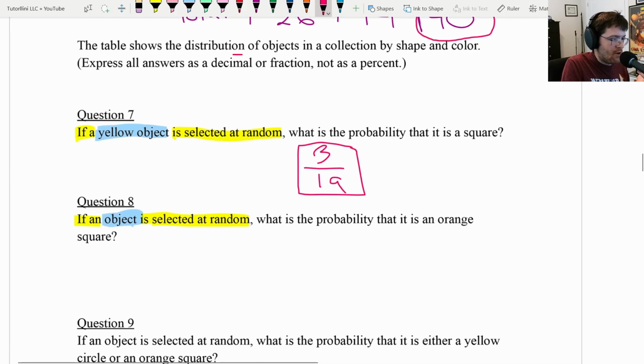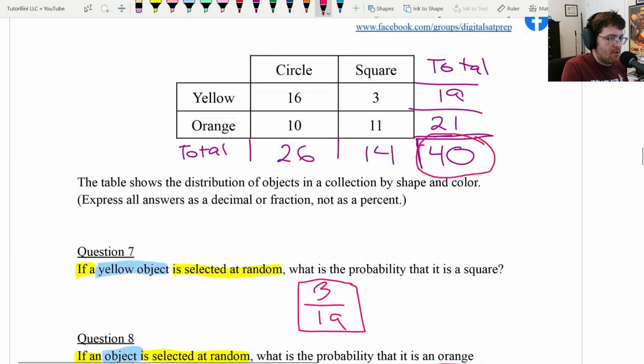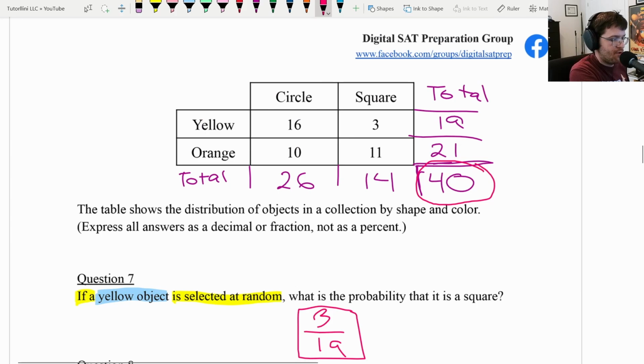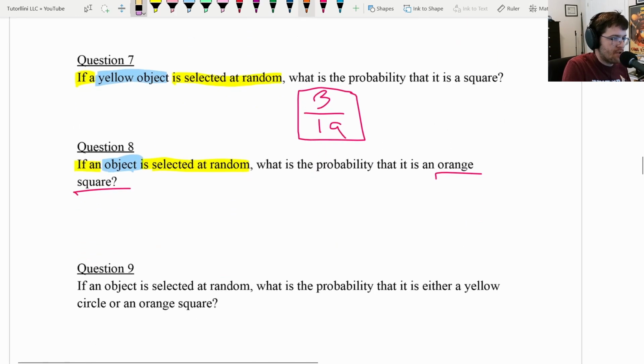You'll notice here it says they're all objects, distribution of objects. What is the probability that it is an orange square? Okay, so let's look for orange square. Okay, so that is this 11, I believe. So the probability for this one will be 11 over 40.